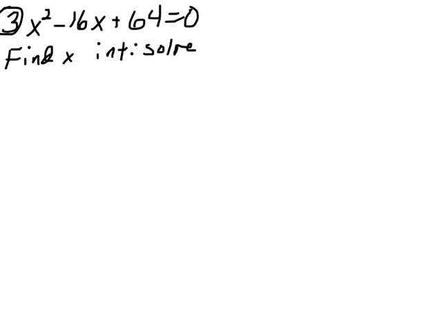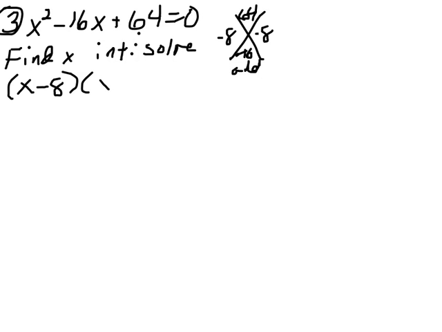Well, let's factor here because this one's not hard to factor. This is one of those easier factor problems that doesn't have a number in front of the x squared. So here's what I'm thinking. What do I multiply to get 64 that adds up to negative 16? And the answer is negative 8 times negative 8 gives me 64, and negative 8 plus negative 8 gives me negative 16. So it's x minus 8 times x minus 8 equals 0.